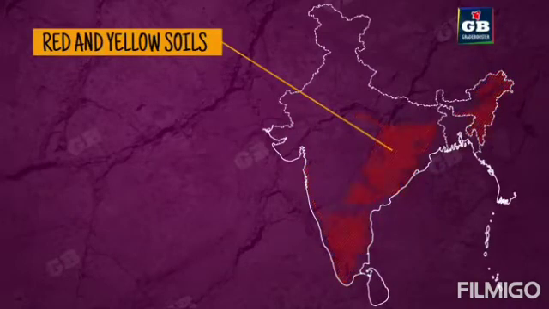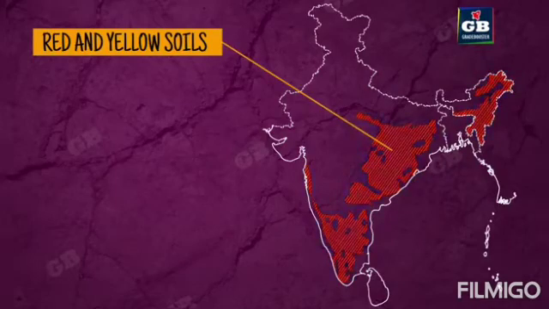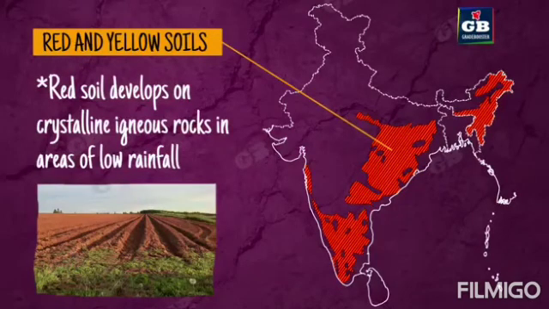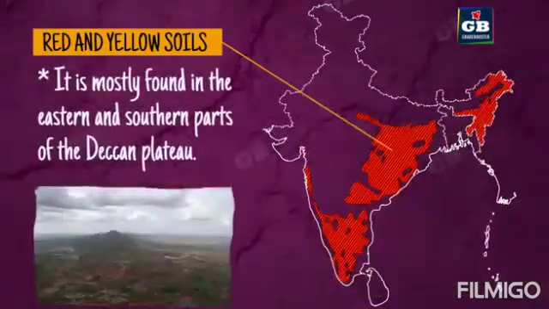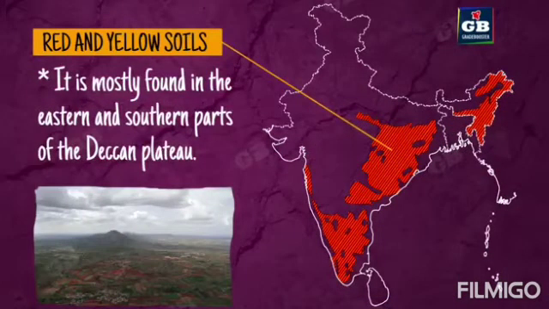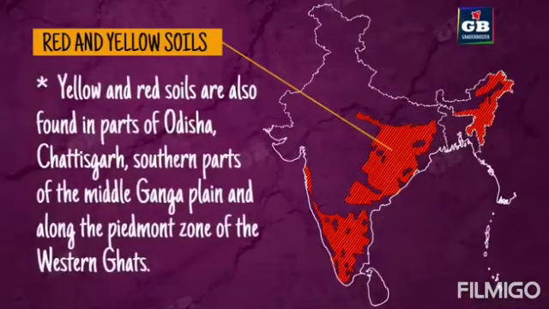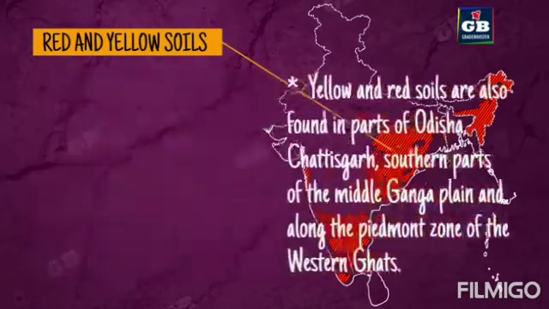Along with the identification, let us learn some important points about the red and yellow soils. Red soil develops on crystalline igneous rocks in areas of low rainfall. These soils are mostly found in the eastern and southern parts of the Deccan Plateau. Yellow and red soils are also found in parts of Odisha, Chhattisgarh, southern parts of the middle Ganga plain, and along the Piedmont zone of the Western Ghats.